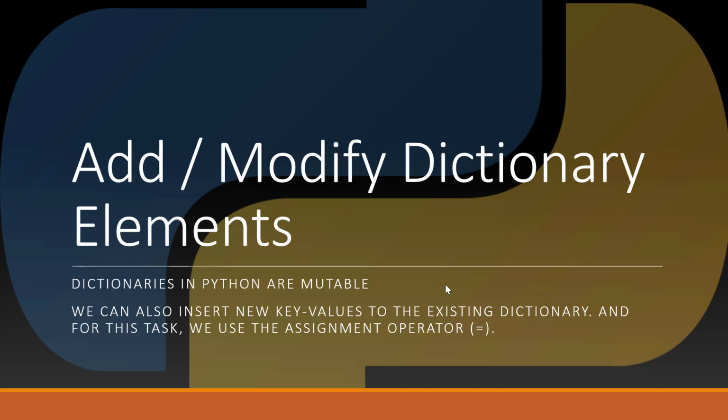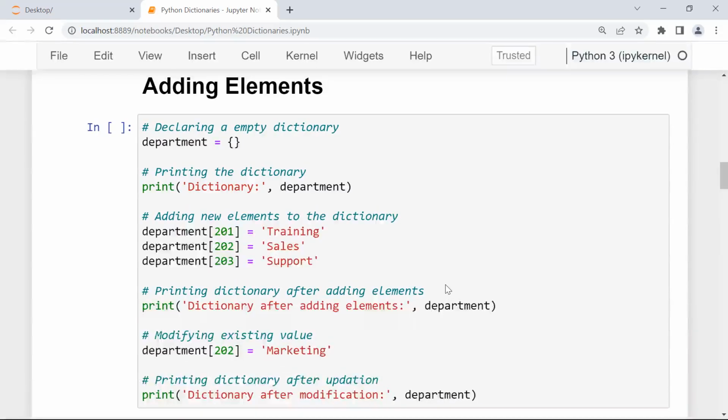So just like we were modifying the elements of a list and a tuple, in the same manner we can modify the elements of the dictionary. However, for list and tuples we were using the index numbers, and for dictionary we need to use the keys. So let us discuss the example related to this as well. So here you can see one example.